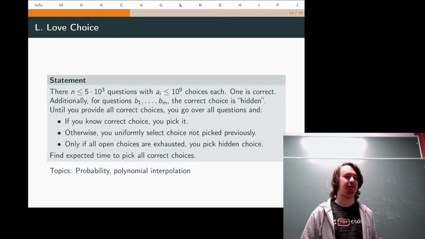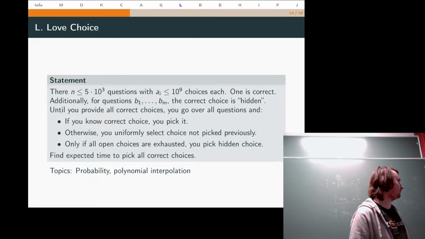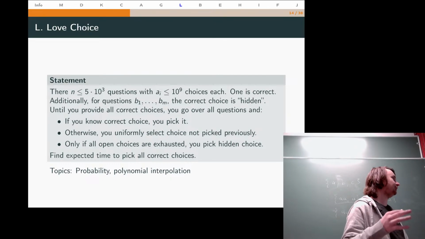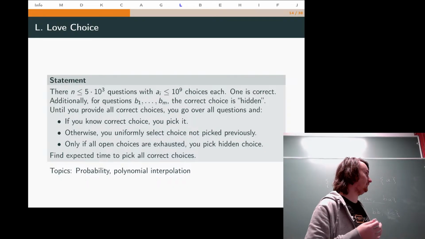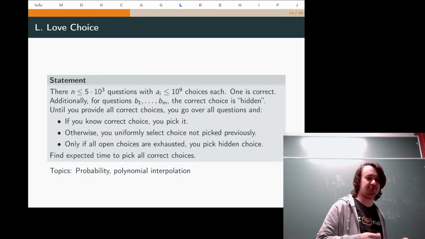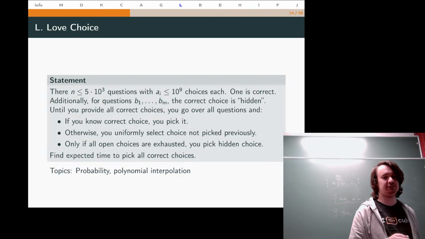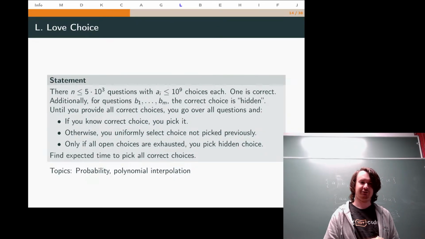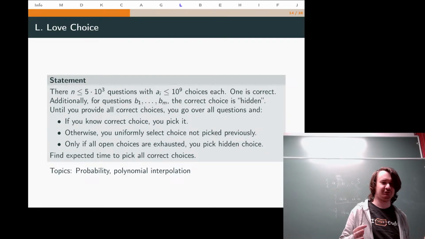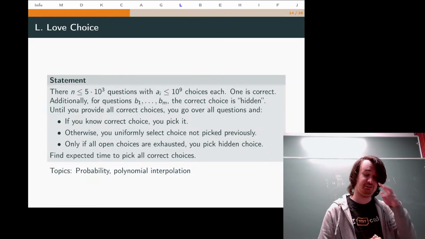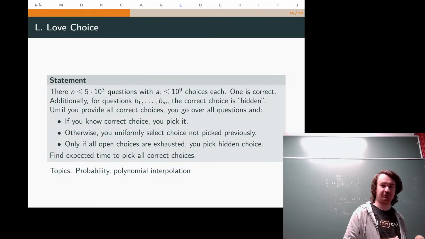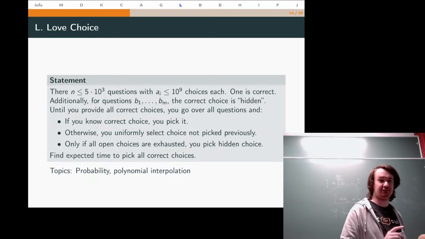Problem L, love choice. This is another problem about probabilities. Generally you may notice that in this contest there are a lot of problems that revolve around probabilities. In this particular problem we have 5,000 questions, and each question has up to 1 billion choices. I suppose this is a realistic situation, that you have 1 billion choices per 5,000 questions. And of course exactly one choice is correct.